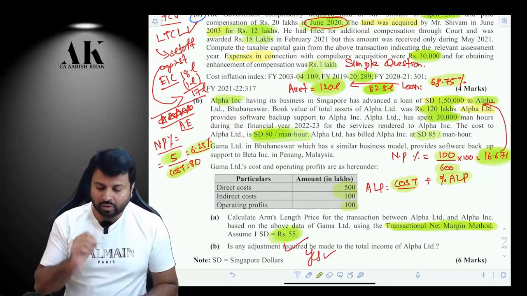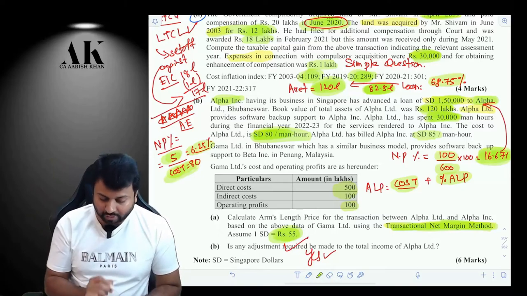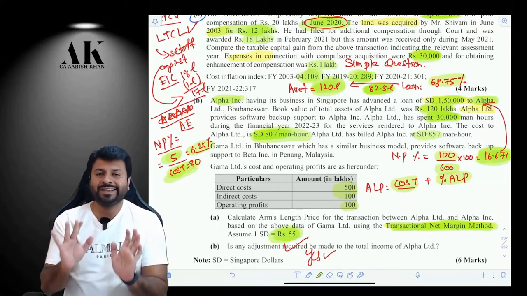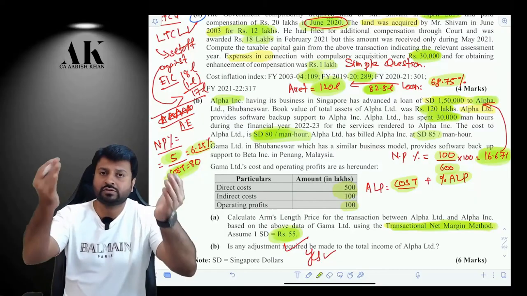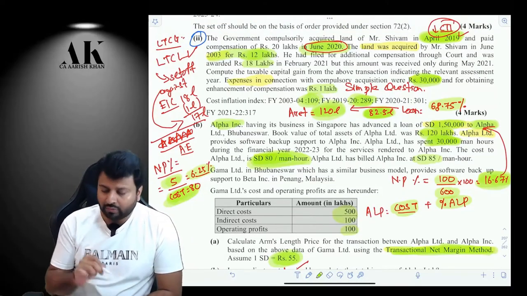Now, in this question, what are we doing? We are selling. We are giving services. Therefore, I am taking the denominator as cost. Okay. So, first of all, you are supposed to find out the arm's length margin, that is net profit margin, with associate entity. Now, with associate entity, what is my cost? The cost is 80 rupees over here. What is my profit margin?